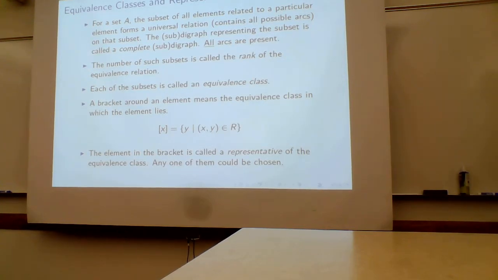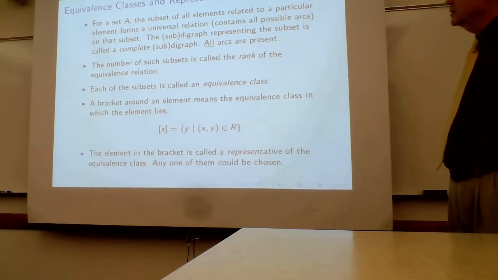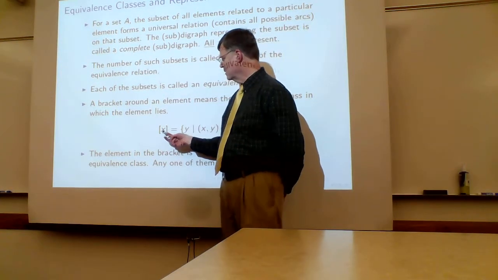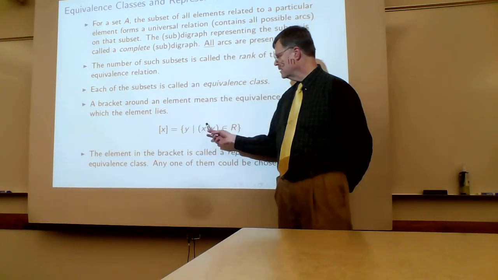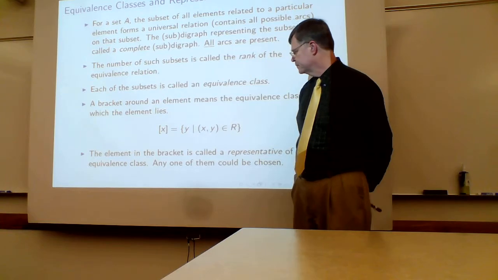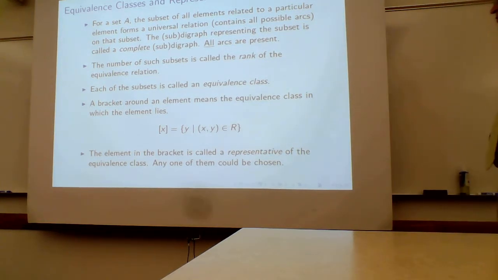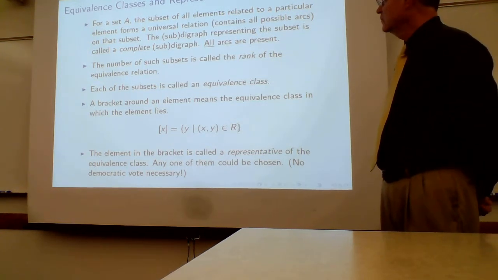So here's the vocabulary that you need, this notion of an equivalence class. So square brackets to indicate that this is the equivalence class of X. It's the set of all Y such that X is related to Y. X, Y is in the relation. And again, it's just a representative. Any one of them could be chosen. No democratic vote necessary. You don't vote on the representative, just pick one.